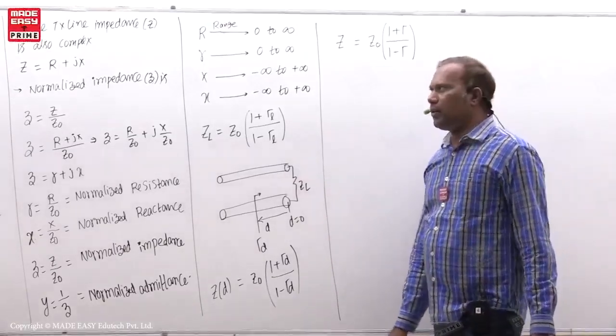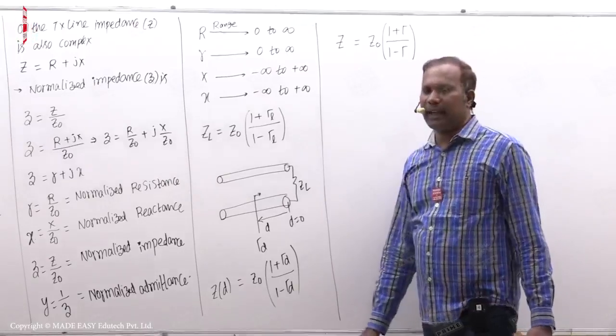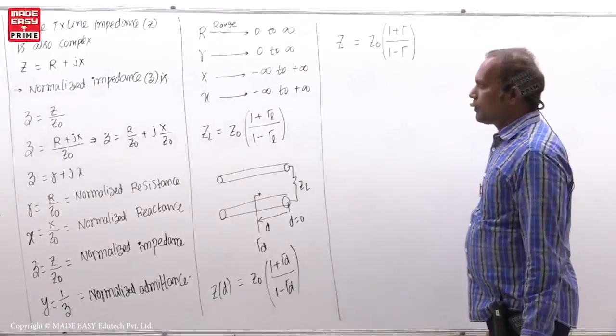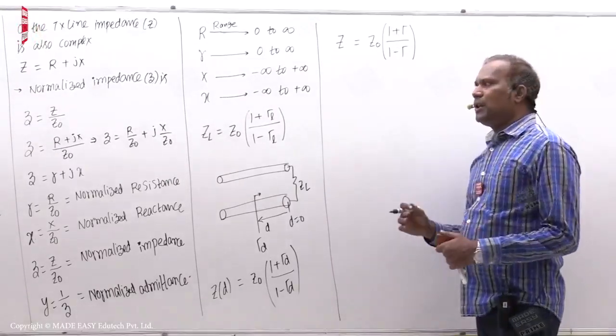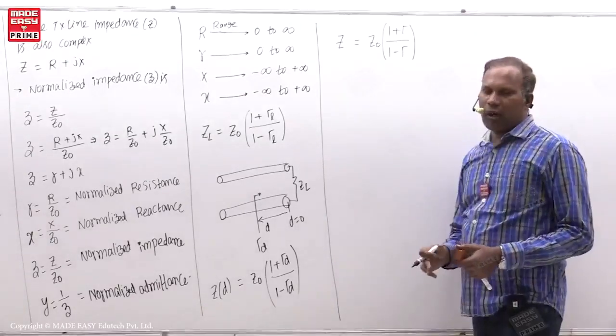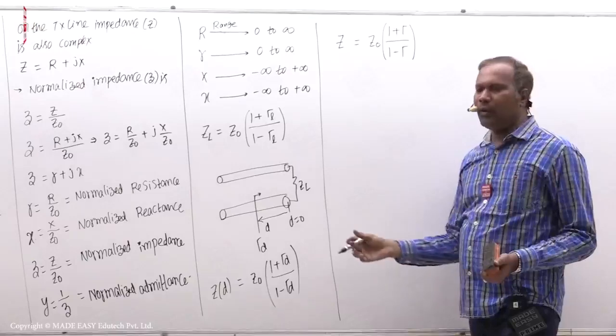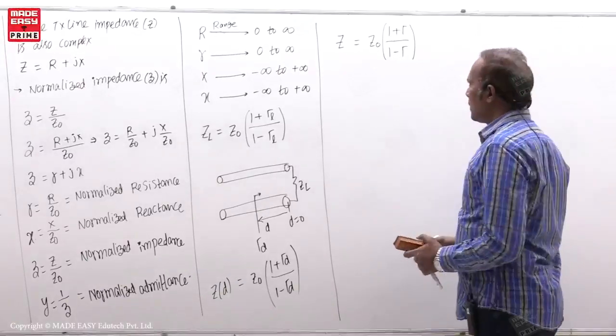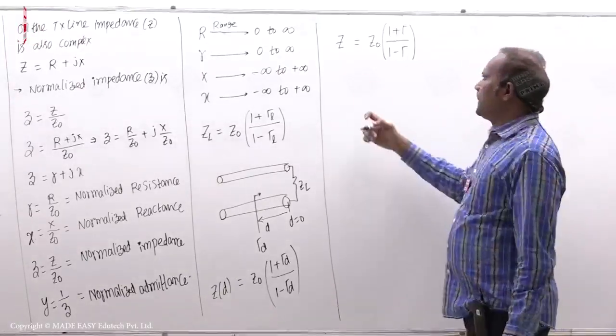Organizations like ISRO and DRDO keep using it to avoid calculation. If you want to change the design so many times, then the Smith chart is used. For one or two calculations, we will use all the formulas only. Now let us continue the discussion.